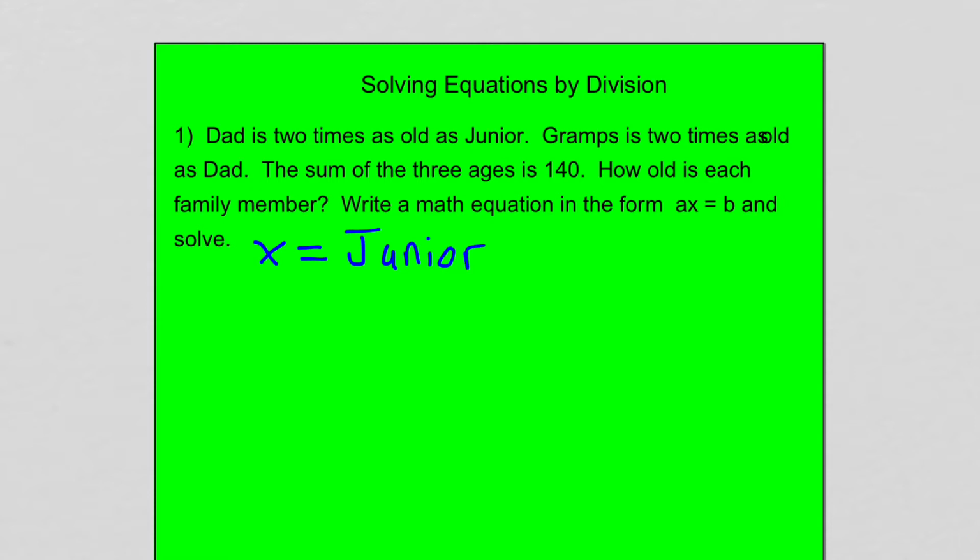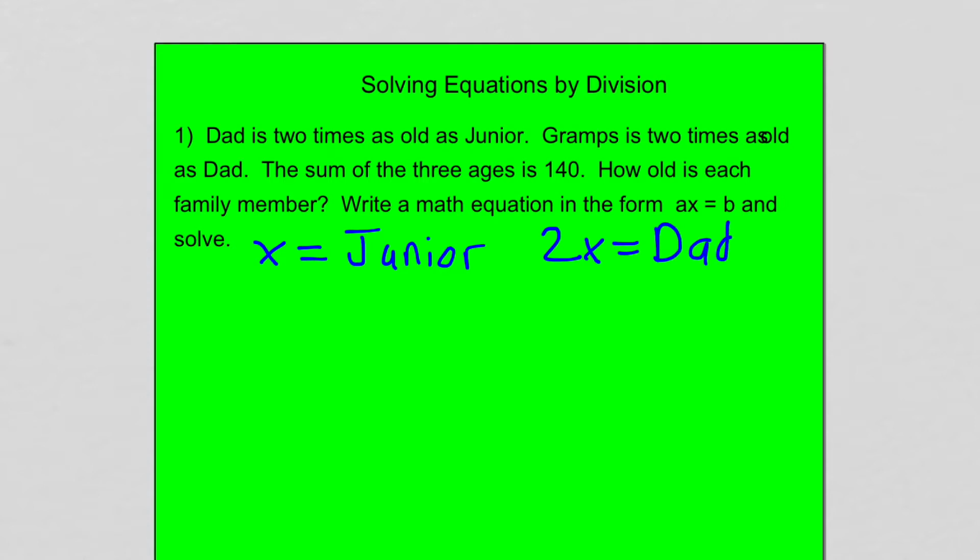Now it says Dad is 2 times as old as Junior. If Junior's X, Dad is 2 multiplied by X. How do we show that? Well, 2 multiplied by X, we've learned earlier, is just 2X. So 2X is Dad.